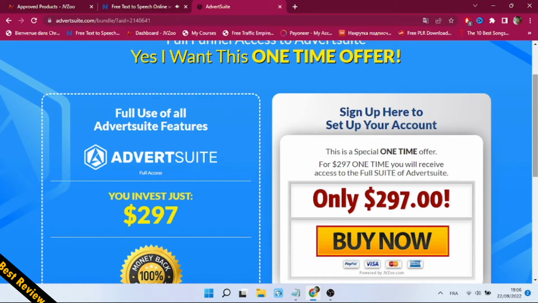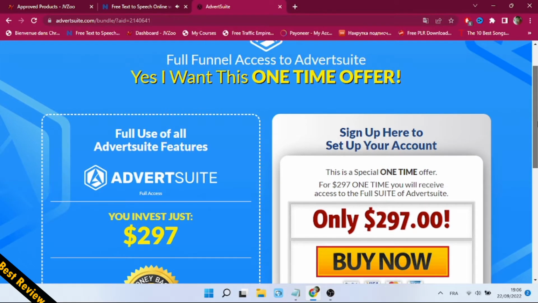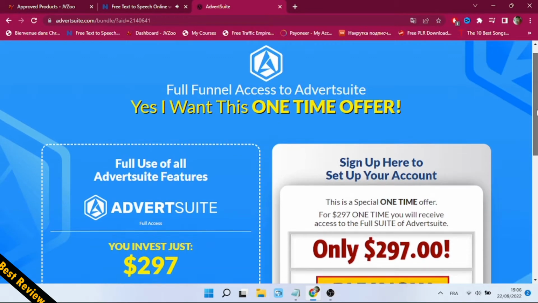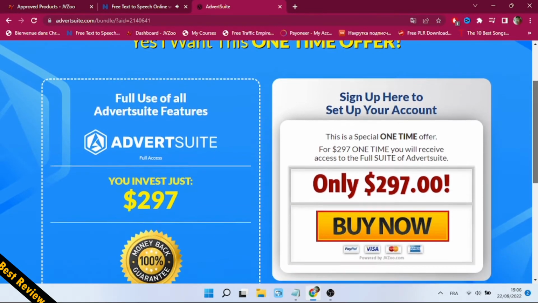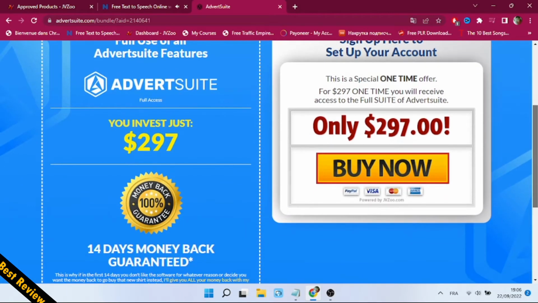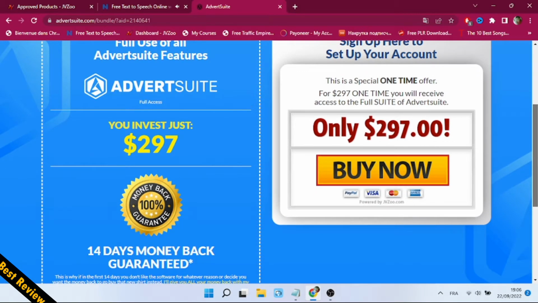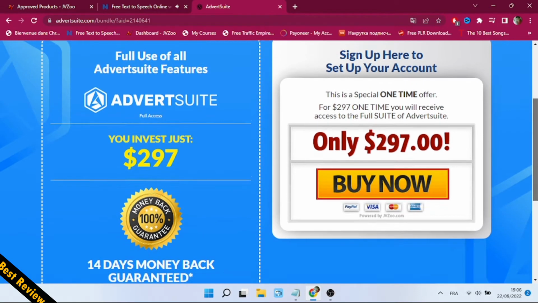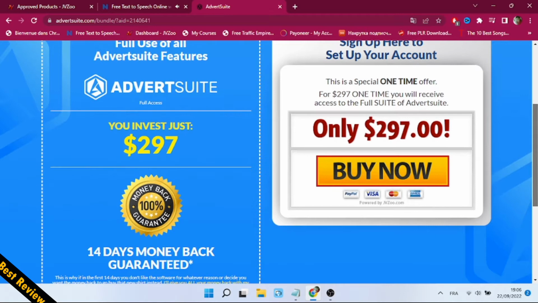AdvertSuite is a database with tens of millions of Facebook ads in it. They also support ads displayed on the Instagram, YouTube and Google advertising platforms. But to access ads on these platforms you'll need to buy an upgrade. The core product supports exclusively Facebook ads, which is what I use it for mostly.